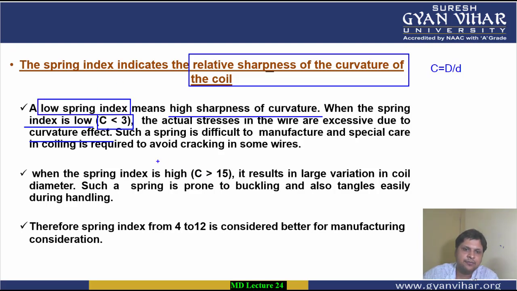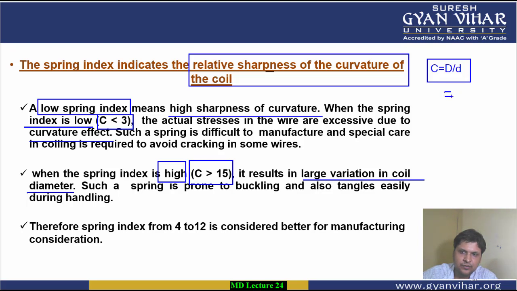Then comes the high spring index case. When the spring index is greater than 15, we consider it a high spring index case. And it results in large variation in coil diameter. As you can see, students, your spring index is coil diameter upon wire diameter, D upon d. If this value is greater than even 15, this means that there is a very sharp difference between capital D and small d. Capital D is very much greater than small d.